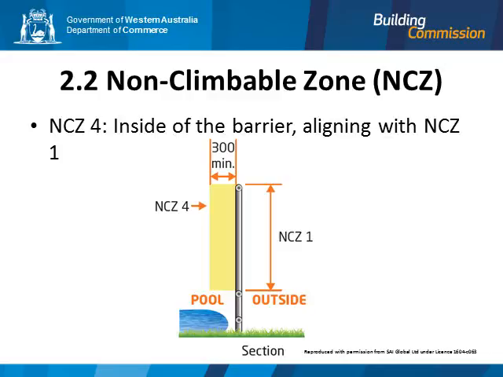Non-climbable zone 4 is measured on the pool side of the fence, where the fence has gaps exceeding 10 millimetres. It aligns with non-climbable zone 1 and is 300 millimetres deep. There are to be no climbable objects within this area.